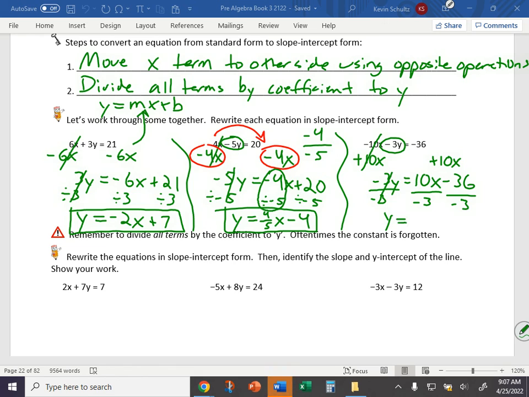Y is by itself. 10x divided by negative 3 doesn't work out evenly. Don't put a decimal. Don't put a mixed number. Just simplify the fraction. 10 over negative 3 is simply negative 10 thirds. That's all you can do. Negative 10 thirds x. And then negative 36 divided by negative 3. Again, watch those signs here. Positive 12. Good. And there's your equation in slope-intercept form.